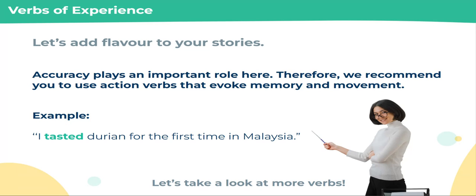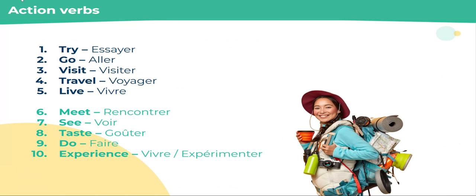Let's look at more verbs. So action verbs we can use are try, go, visit, travel, live, meet, see, taste, do, and experience. So experience is a noun, my experience of traveling, and it's a verb. I experienced an amazing thing yesterday, for example.